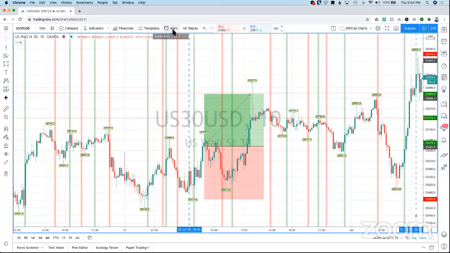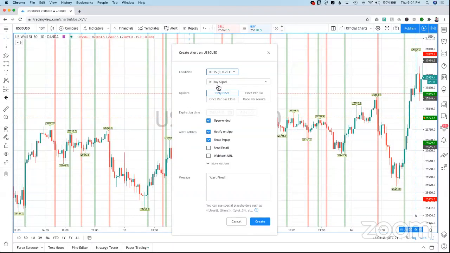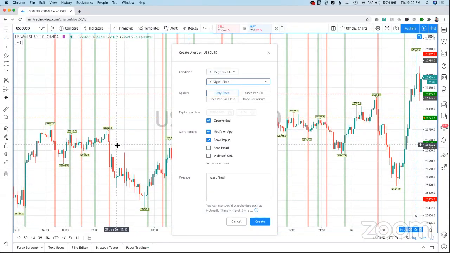You just click on alert up here, and then you click on this condition right here. Change that to K2TS, which is the momentum indicator. And then you change this right here. You can put buy or sell, but personally, I just put signal fired. It'll send for both. So it'll send you whenever any signal comes up.